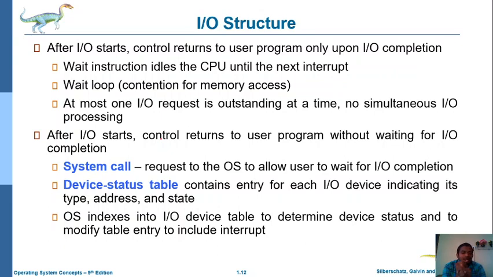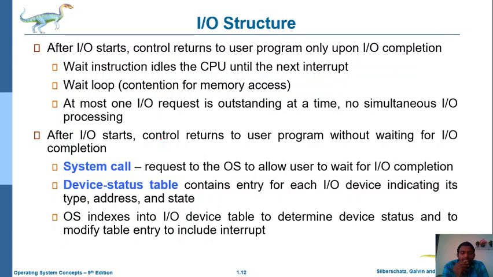Another one is: whenever IO is started, control returns to the user program without waiting for the IO completion. So whenever an IO device is started, the first methodology is that it waits for the current IO completion. Currently it is processing some input or output processing, so it waits for completion of the currently executing instruction. After completion of the current execution, immediately it starts its data transmission or instruction transmission. That is one methodology.